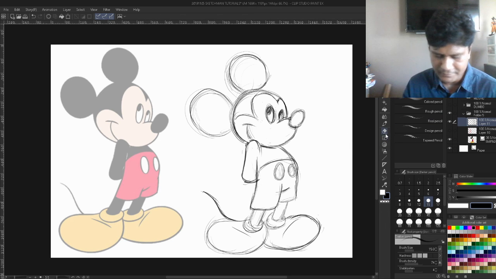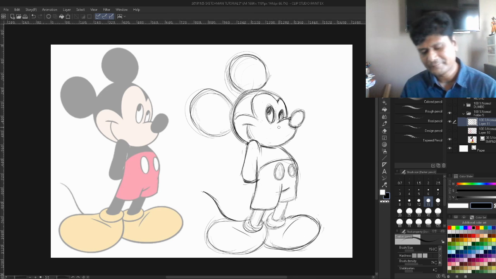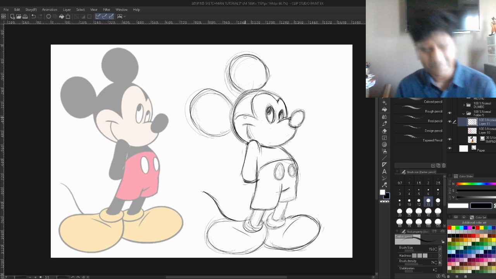Sometimes the simplest things are the most difficult to draw. Okay, so that's Mickey. So what do you think?